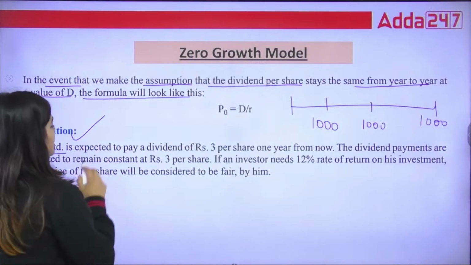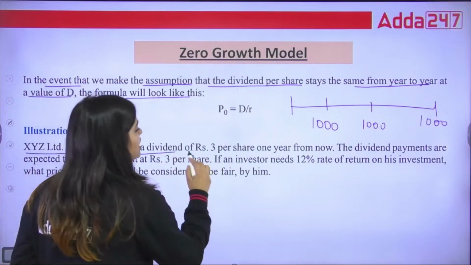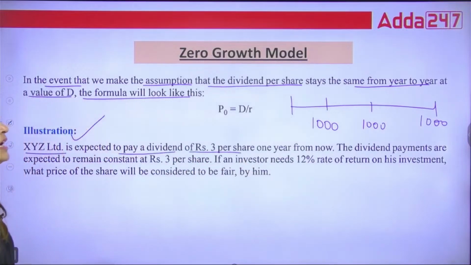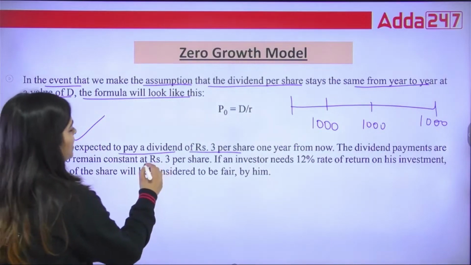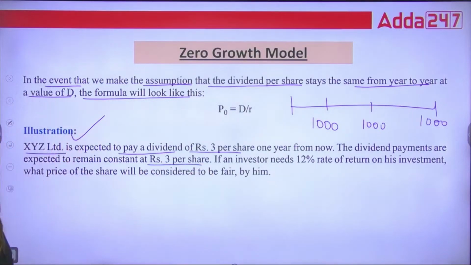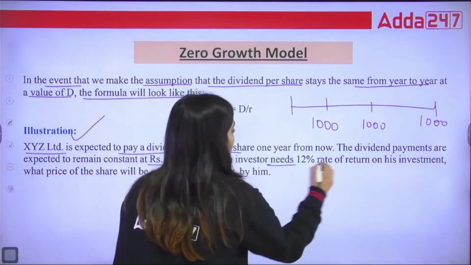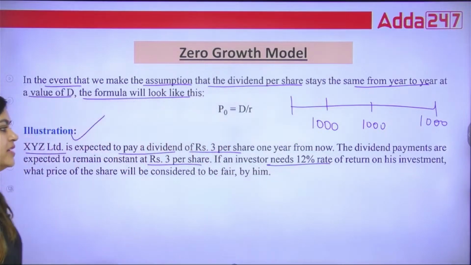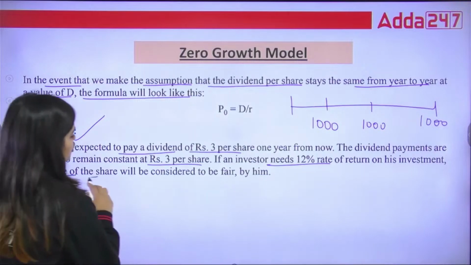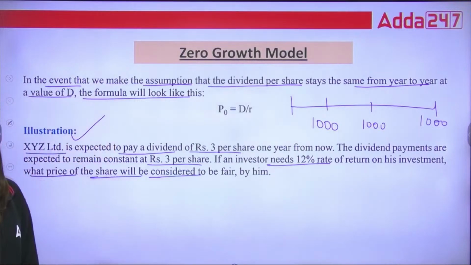XYZ Limited is expected to pay a dividend of 3 per share 1 year from now. The dividend payments are expected to remain constant, that is 3 per year. Again, they are saying that your expected dividends are going to remain constant. If an investor needs 12% rate of return on his investment, what price of the share will be considered to be fair by him?